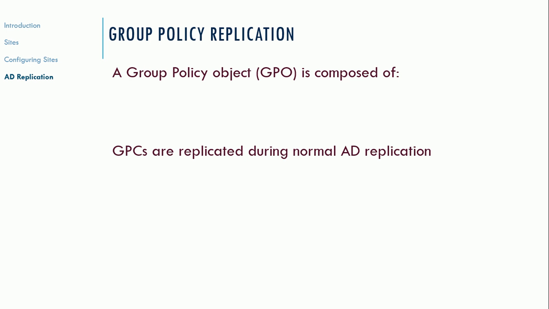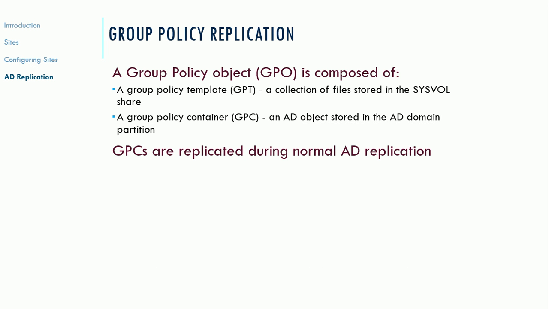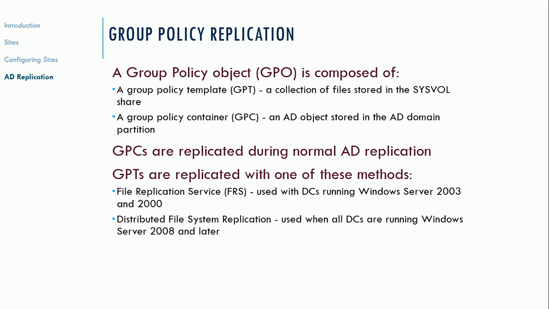And it's a little bit more reliable than the older method, which we talked about previously when we looked at sites. So a group policy object has two components, which we learned about previously. We learned about the group policy template, which actually contains all the settings, and then the group policy container, which has some of the metadata about the group policy. So they are replicated during normal AD replication.